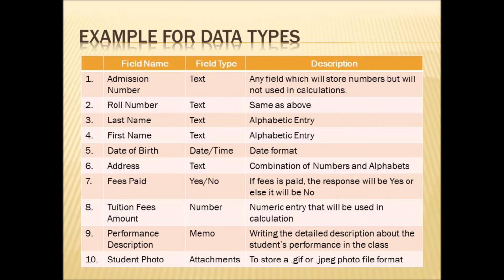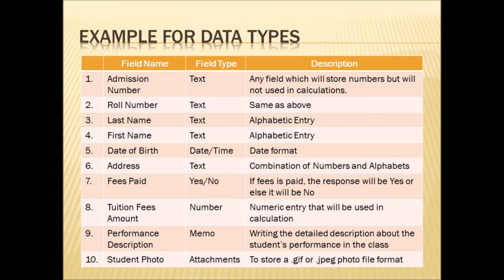Now you are seeing the example for each data type. First, admission number. Admission number will be full of alphabets and numbers, so it can be assigned as text data type. Numbers which are not included for calculations can be stored. Similarly for roll number also. Normally name contains only alphabets, so first name and last name can be assigned as text. For date of birth we can use date or time data type.